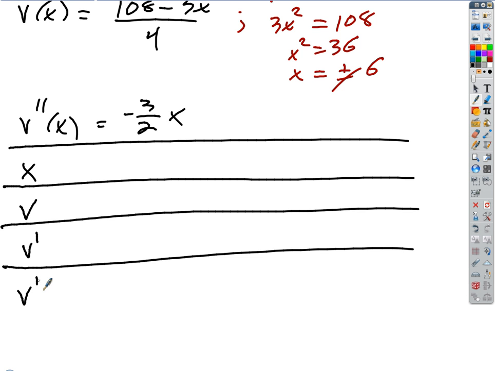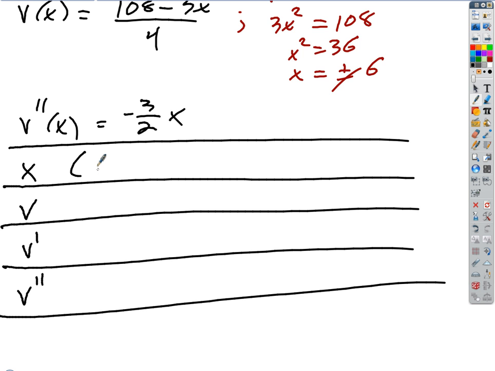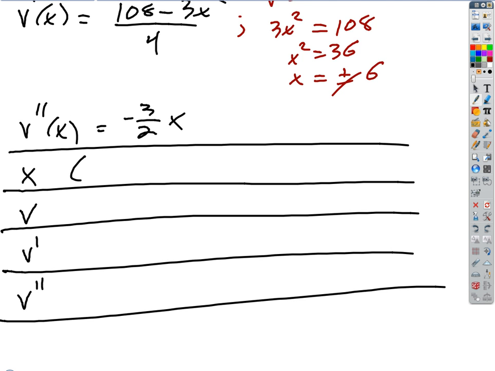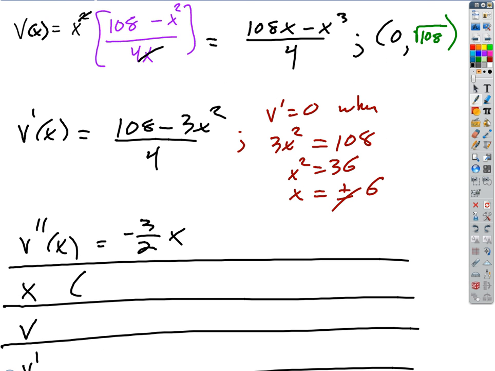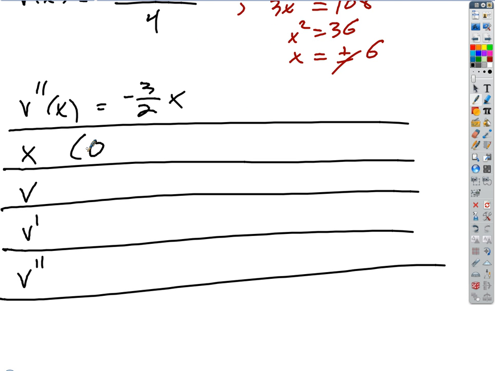Why is V double prime on top? Okay, so let's put everything in there then. Now, here's our table. Our domain, we said, went from values greater than, and I kind of messed this up. Should that be a rounded bracket there? No, should be square, shouldn't it? Because it actually includes that value, right? Correct. So I need to fix that. Okay, so we go from values greater than 0 and less than or equal to square root of 108.